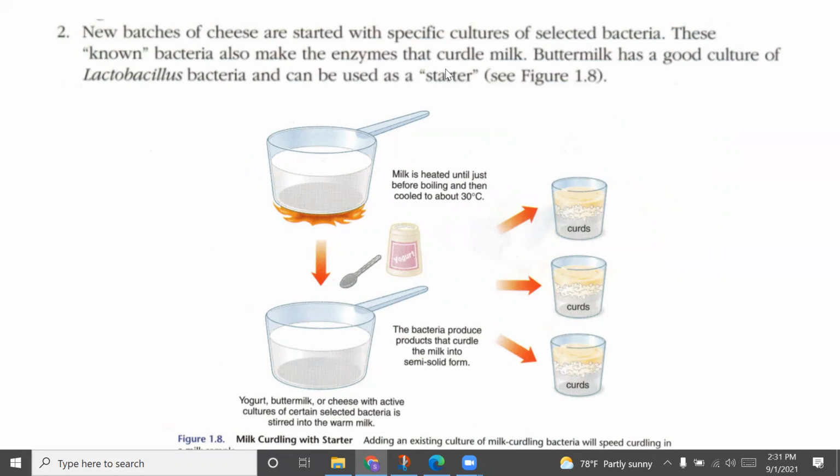New batches of cheese are started with specific cultures of selected bacteria. So instead of getting bacteria from the air, we can get bacteria from a specific source. These known bacteria also make the enzymes that curdle the milk. Buttermilk has a good culture of lactobacillus bacteria and can be used as a starter. So that will be our second method, is we have milk. This one says yogurt, we're going to use buttermilk.